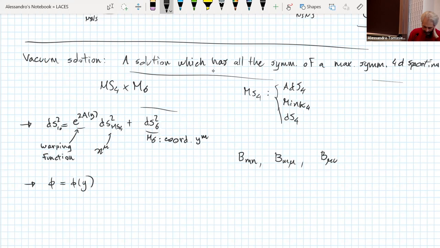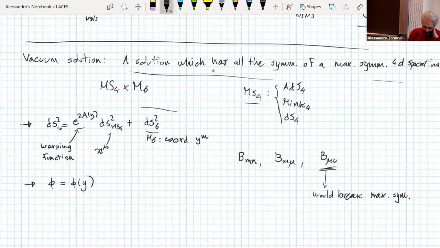If we are concerned with the vacuum solution, then it's easy to see that this wouldn't be good, because this breaks the symmetries of MS4. In other words, the Lie derivatives with respect to the Killing vectors on the maximally symmetric space that give it its name would be non-zero for any two form B_μν, because there is no two form which is invariant under all the Killing vectors of a maximally symmetric space.